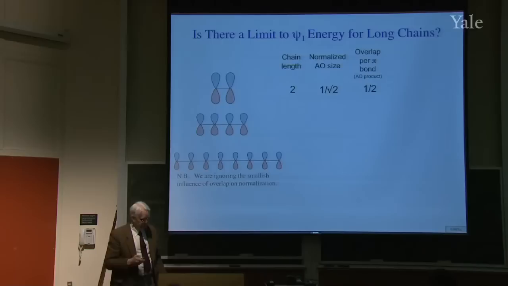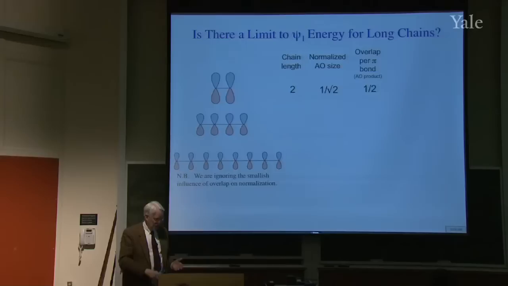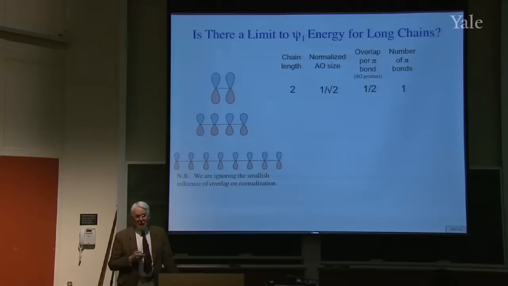Now notice, we're ignoring the smallish inner influence of overlap on normalization. Because remember, when we take overlap into account, we have to make them a little bit smaller, less than 1, greater than 1 kind of thing. We're ignoring that just to get an idea of what's going on. Okay, so the overlap is 1/2. There's only 1 pi bond in that case. So we get 1/2 times 1. The total overlap stabilization is 1/2 in these sort of weird units.